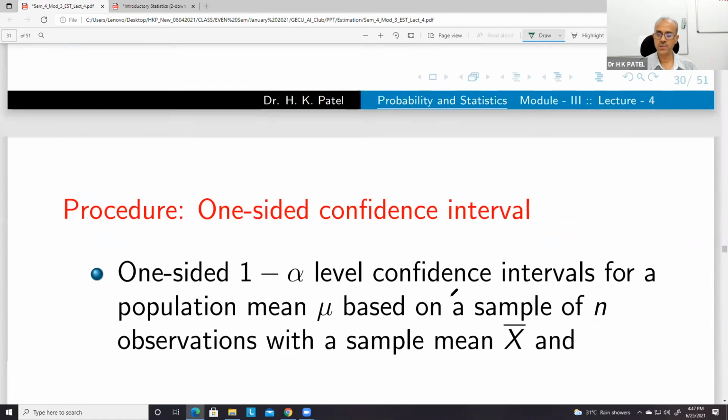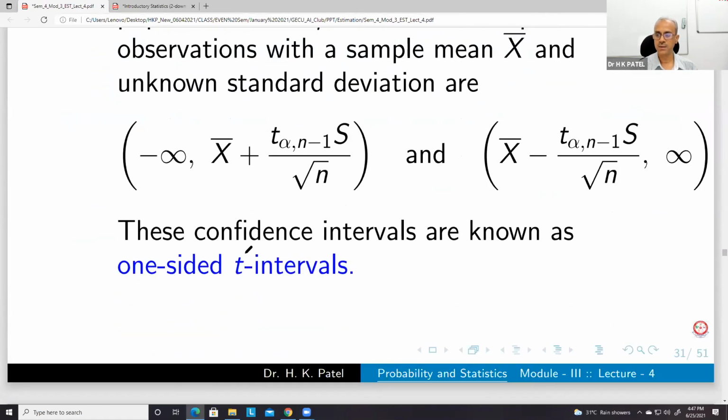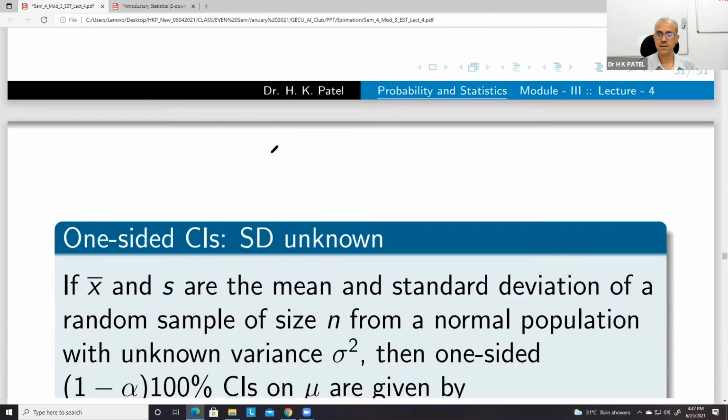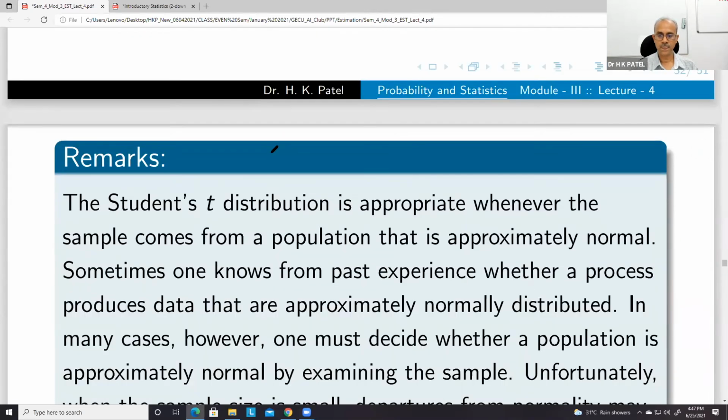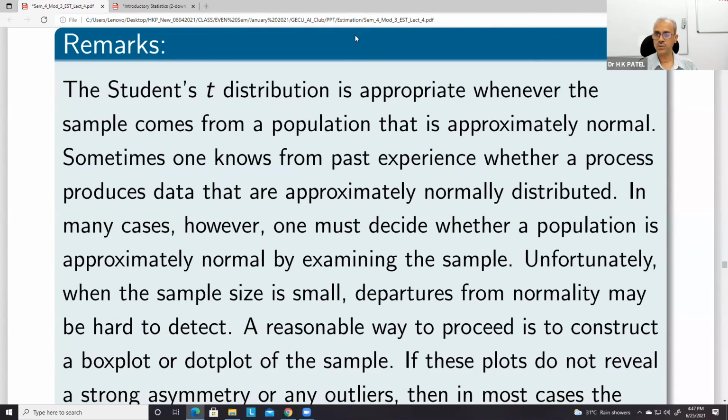Similarly, we can find one-sided intervals. I'm not going into the details of these intervals. Let us concentrate only on the two-sided one. This is important here, so we should first read what it says.